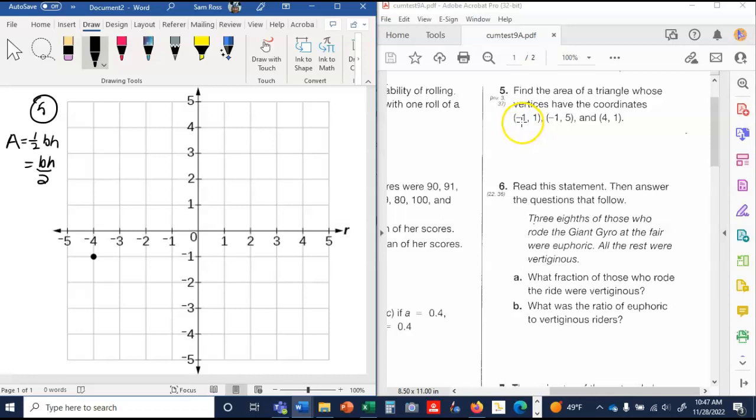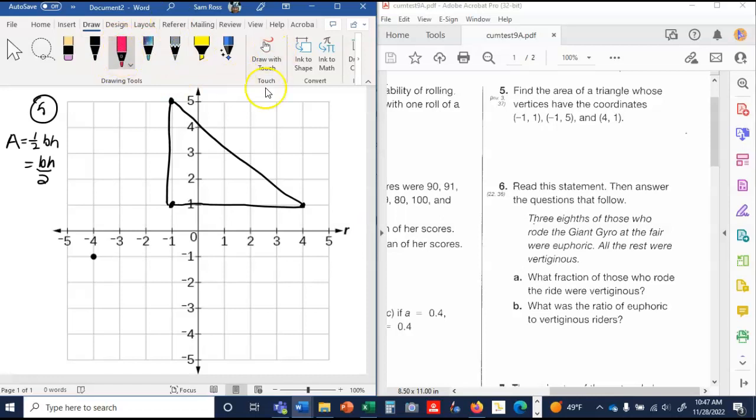The first point, we have -1, 1. So we go over -1, up 1. That's our first point. Then I have -1, 5. So I go over -1 and I go up 5. And then I have 4, 1. So I'm going to come all the way over to 4 and then 1. So I'm going to attempt to draw some straight lines. It's going to go poorly. That's my triangle. So pretty.